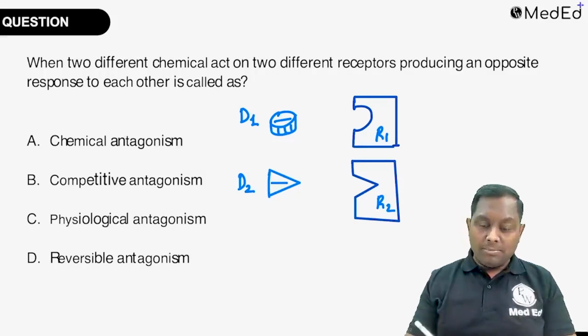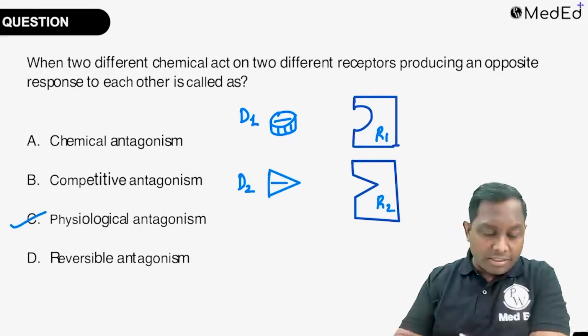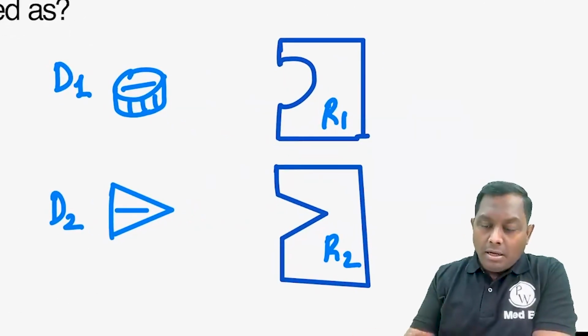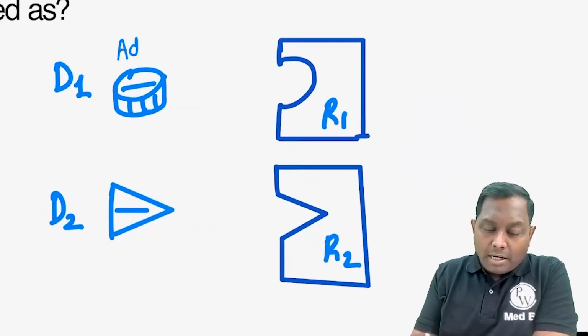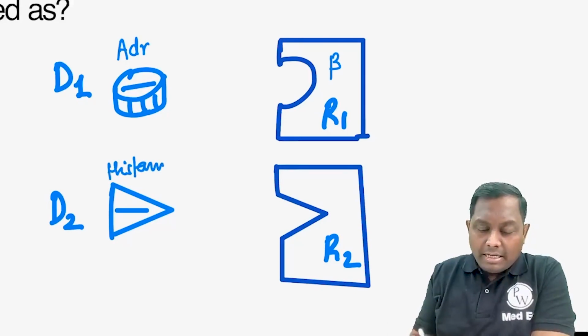We are going to call them physiological antagonists. Very, very frequently asked question. A very good example that I can give all of you is, let's say drug 1 is adrenaline and the name of the receptor is beta receptor, and drug 2 is histamine and the name of the receptor is H1 receptor.